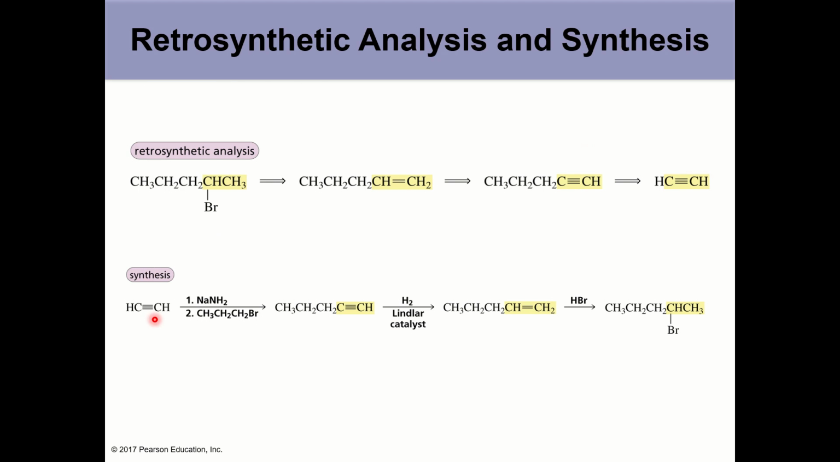So by their analysis, the method that they picked is the 2-carbon alkyne reacting with sodium amide to deprotonate and adding our 3 carbons to get to our 5-carbon alkyne. The 5-carbon alkyne was treated with hydrogen gas and Lindlar's catalyst to produce the alkene. The alkene is reacted with HBr to produce the alkyl halide final product.